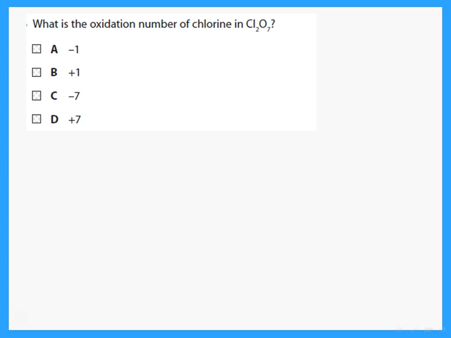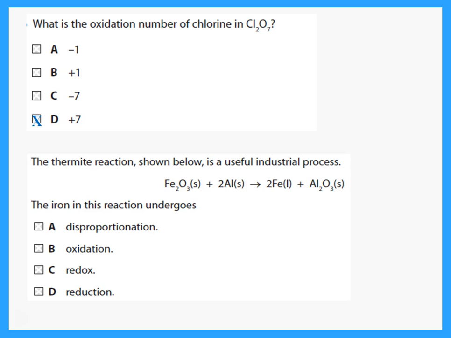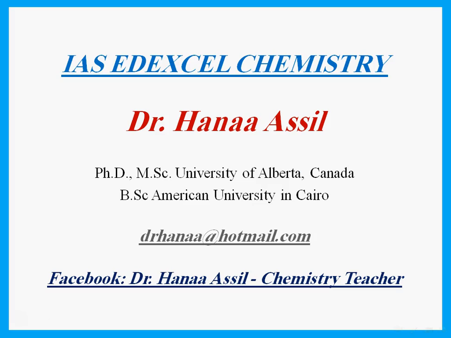Again, what is the oxidation number of chlorine in this compound? Well, each oxygen is -2. So -2 times 7, that's -14. So each chlorine has to be +7 in order to have an overall of 0. In this reaction, he says the ion in this reaction undergoes what? Well, what's happening to the ion? It is changing in Fe2O3. Remember that this is iron(III), so this is +3 changing to iron as an element, so that is 0. This is a reduction reaction. The iron in this case has been reduced.